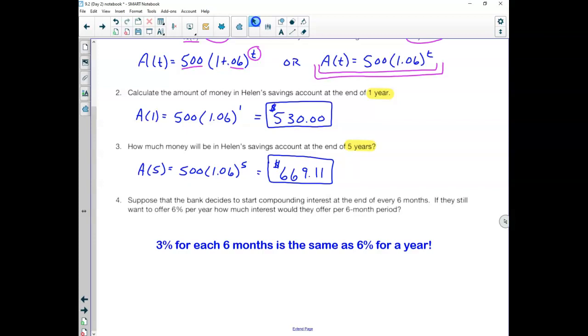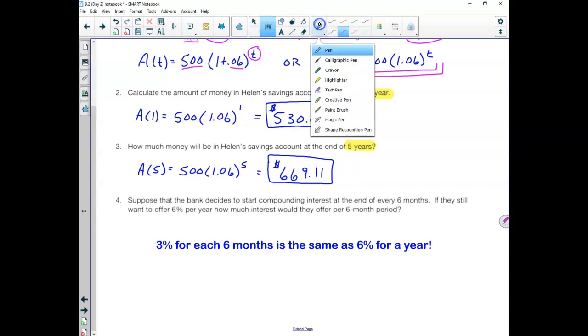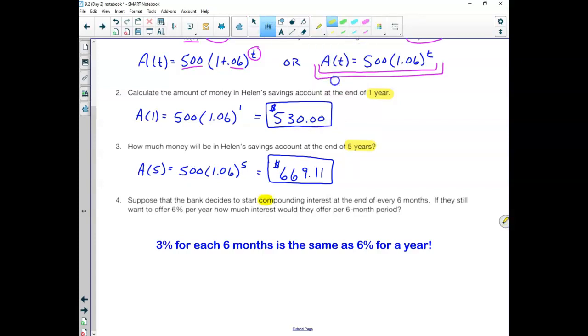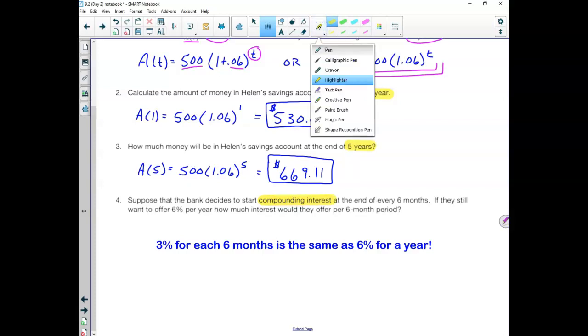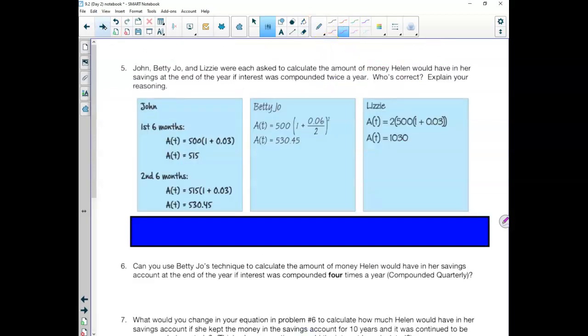And then the second 6 months, you get your second 3% on it, but you're making interest on your interest. That is why it is called compounding interest. You're making interest on top of the interest that they have paid you. All right? So we have John, Betty, Joe, and Lizzie.